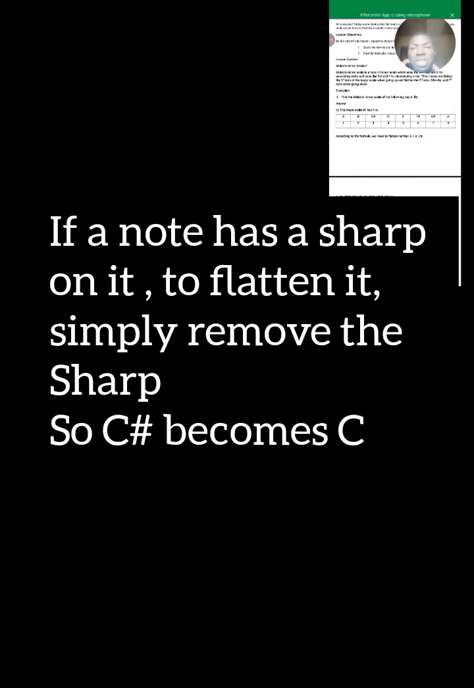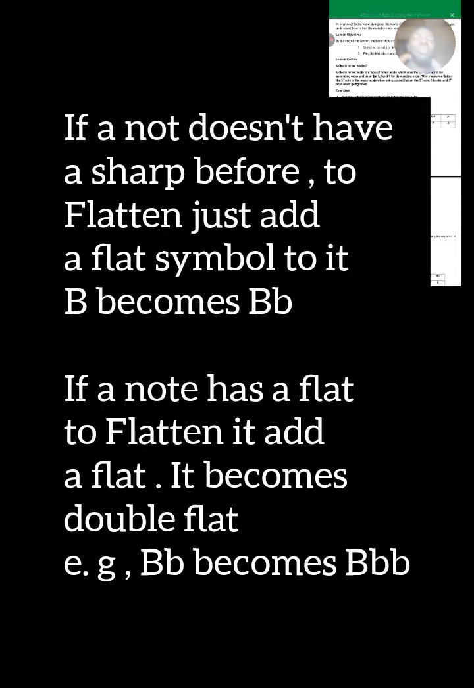But if the note does not have a sharp on it and you are going to flatten it, you put a flat on the head. That's all. Are we there? If a note has a flat already and you want to flatten it again, it will have a double flat. For example, if I have B flat and I flatten it, it becomes B double flat. Are we there? So that's the simple logic here.